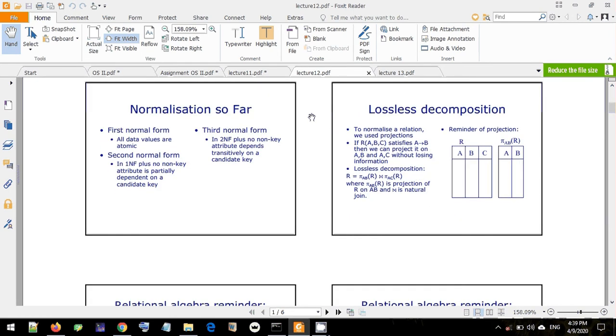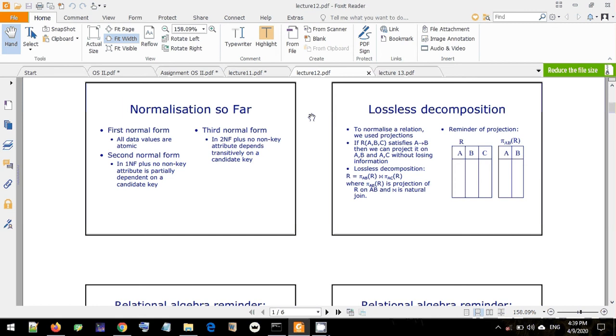Normalization so far. We have seen the first normal form, in which we change all the data values to atomic values, and the second normal form, in which, in addition to the first normal form, we ensure that no non-key attribute is partially dependent on a candidate key. In the third normal form, in addition to the second normal form, no non-key attribute depends transitively on a candidate key.